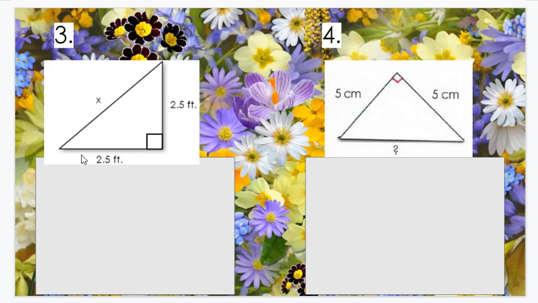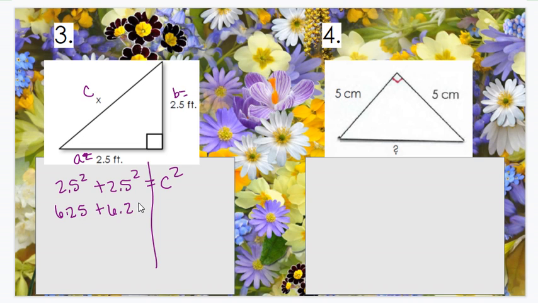All right, I'm going to go ahead and start working these out. So we have A is 2.5 and B is also 2.5, and we're looking for C. So 2.5 squared plus 2.5 squared equals C squared. So 2.5 squared, and I need to use my calculator for that. I get 6.25 plus 6.25 equals C squared. Then I'm going to add 6.25 plus 6.25 is 12.5. And then I'm going to take the square root of 12.5.